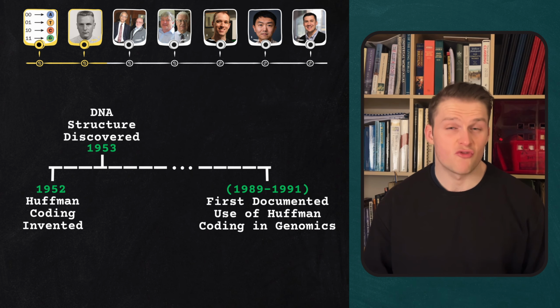Huffman's algorithm wasn't originally designed for DNA. In fact, it predated our understanding of DNA structure. It was a general compression method that would only find its application in genomics decades later as sequencing technologies advanced. Let's see how Huffman coding works with DNA.